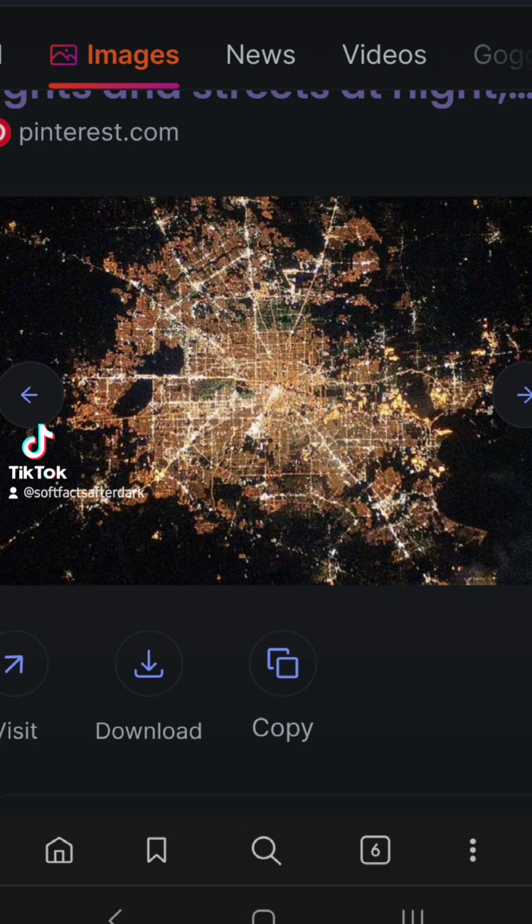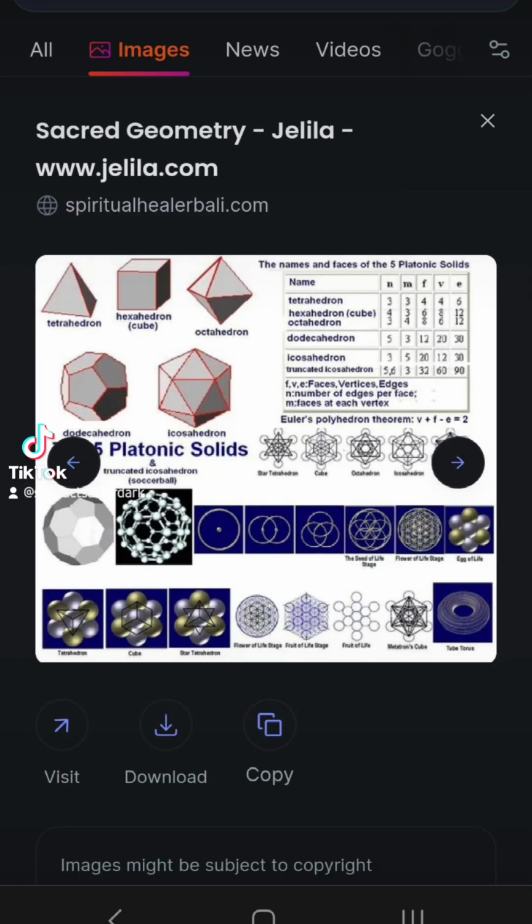You know what I'm saying? So, I'm going to explain a little bit. So you see this right here, right? Where it says tetrahedron, hexahedron, octahedron, dodecahedron, icosahedron, right? So these are basically the building blocks of your cells, as well as sacred geometry, as well as the foundation of everything in existence, right?